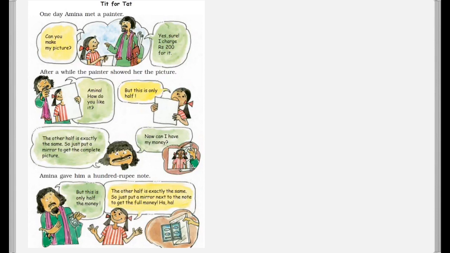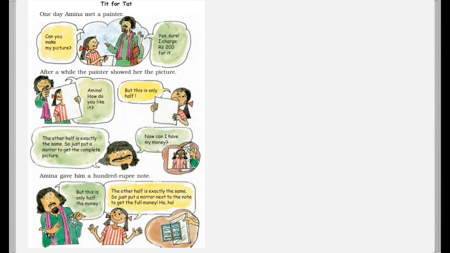"Can you paint my picture?" "Yes, sure. I charge rupees 200 for it." After a while the painter showed her the picture. "Amina, how do you like it?" "But this is only half. The other half is exactly the same. So just put a mirror to get the complete picture. Now can I have my money?"